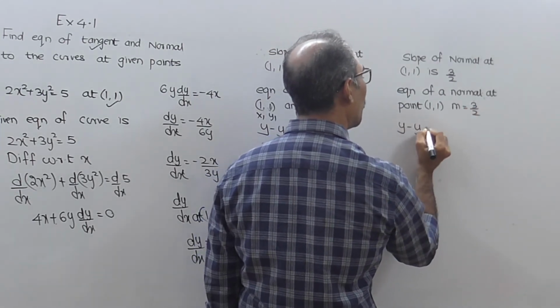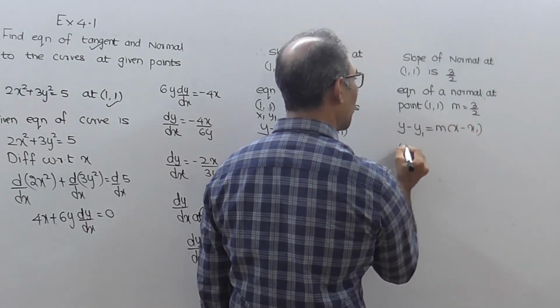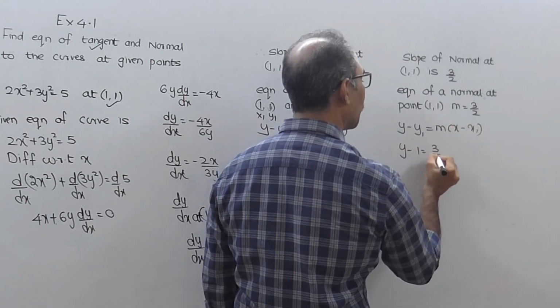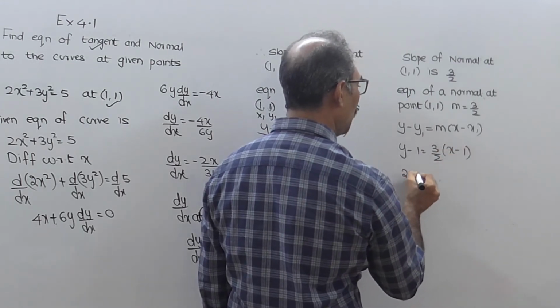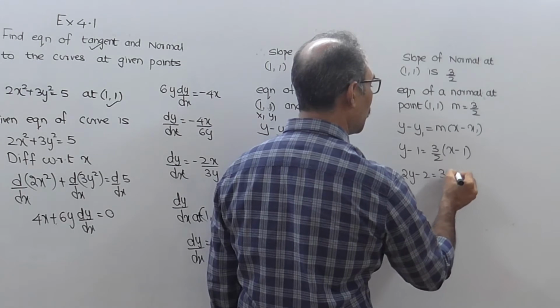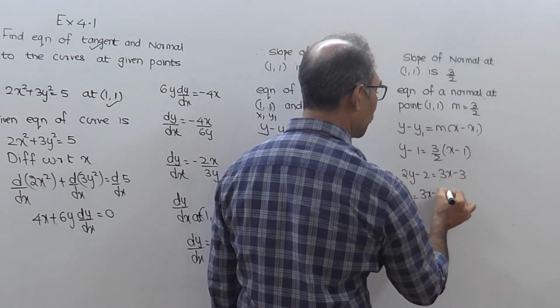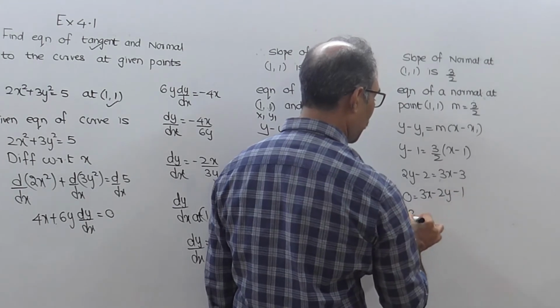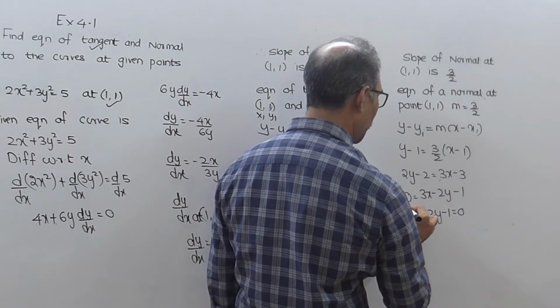You have to use the slope point form y minus y1 equal to m into x minus x1. y minus 1 equal to 3 by 2, x minus 1, so 2y minus 2 equal to 3x minus 3. So 0 equal to 3x minus 2y minus 1. So we get 3x minus 2y minus 1 equal to 0.